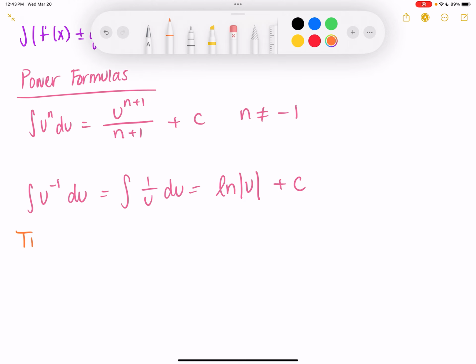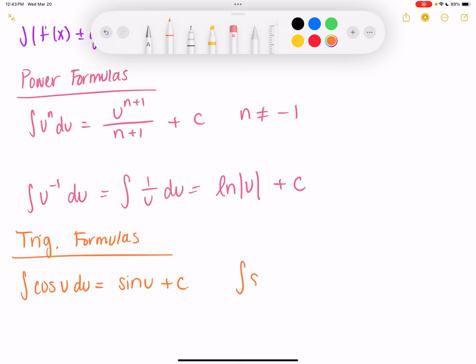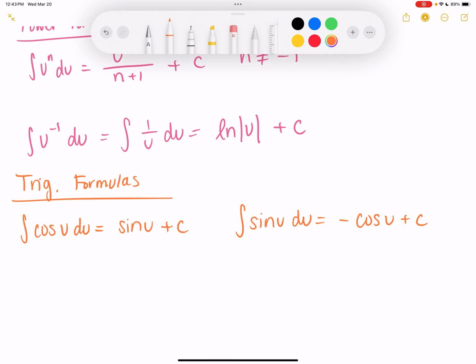Trig formulas. Should be a review for you, but the integral of the cosine of u du is equal to the sine of u plus c. The integral of the sine of u du is equal to minus cosine of u plus c. The integral of secant squared of u du is equal to tangent of u plus c.